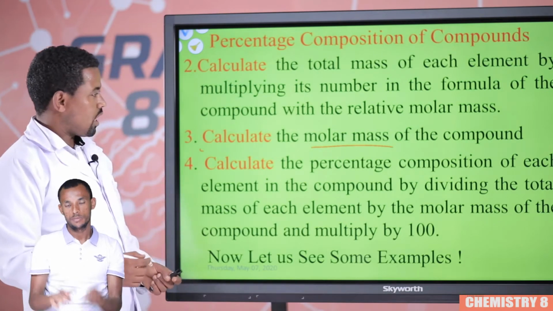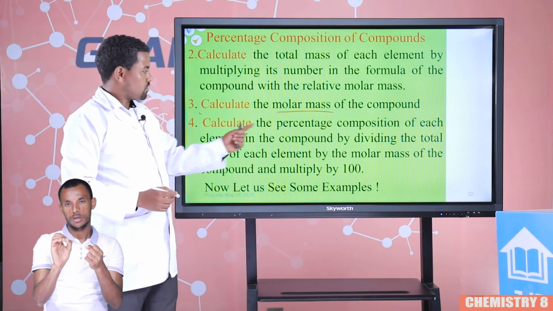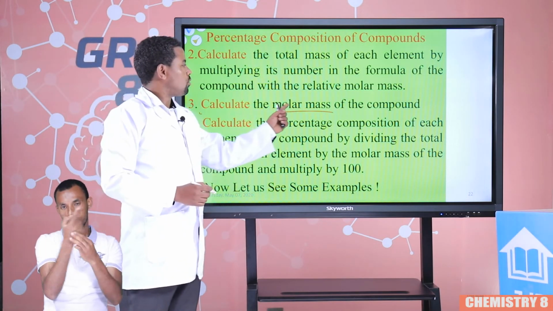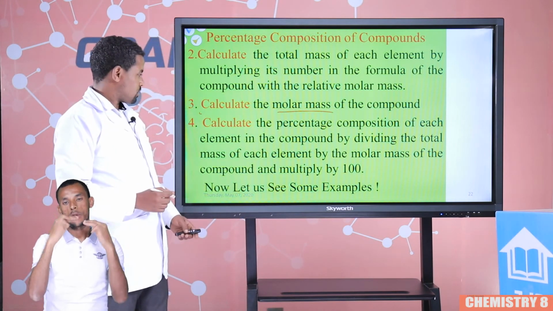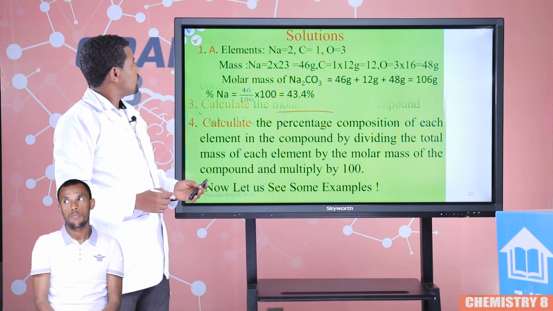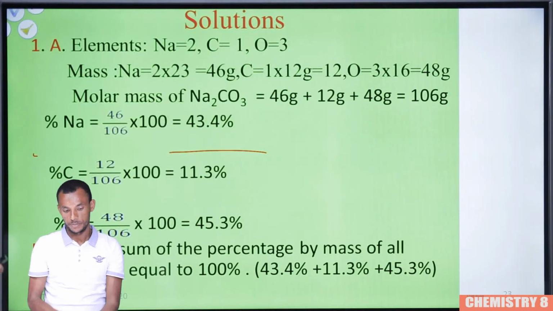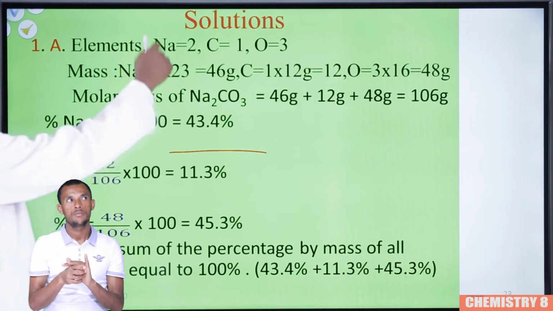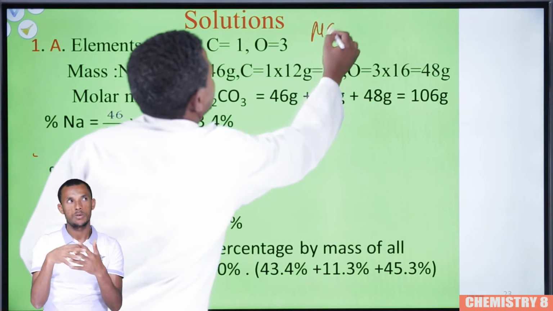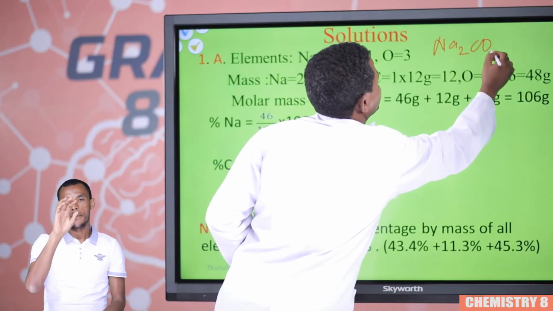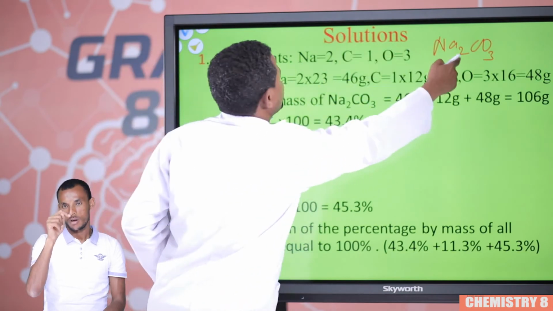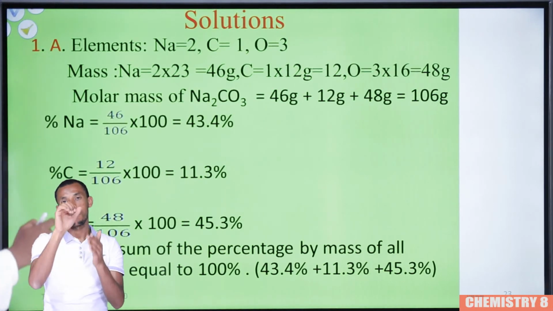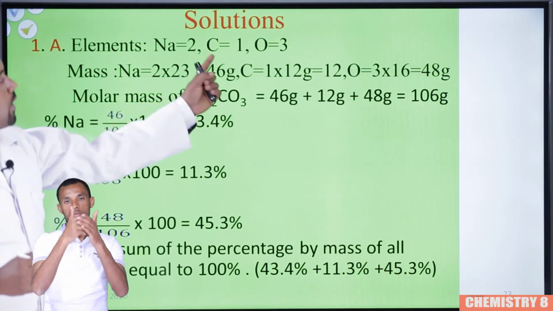Then fourth, calculate the percentage composition of each element in the compound by dividing the total mass of each element by the molar mass of the compound. Look at this example: sodium carbonate, as you remember this one. There are 2 atoms of sodium, 1 atom of carbon, and 3 atoms of oxygen. So the elements are sodium, carbon, oxygen.